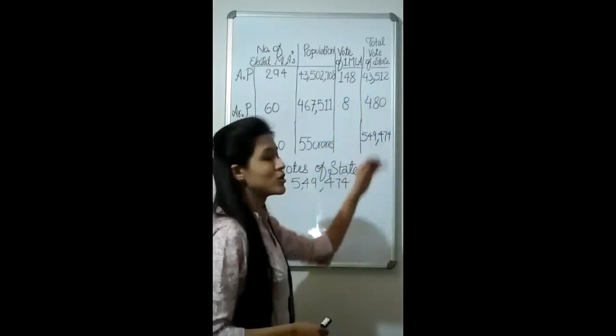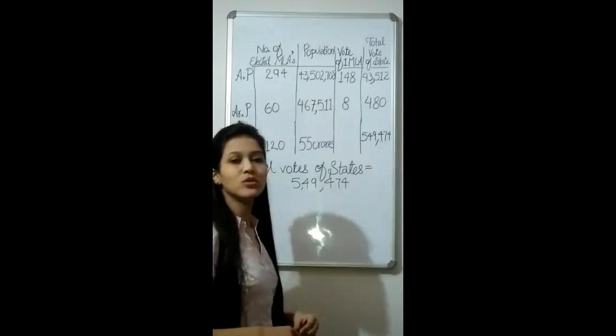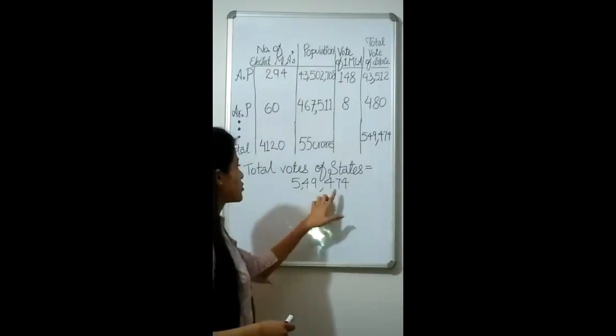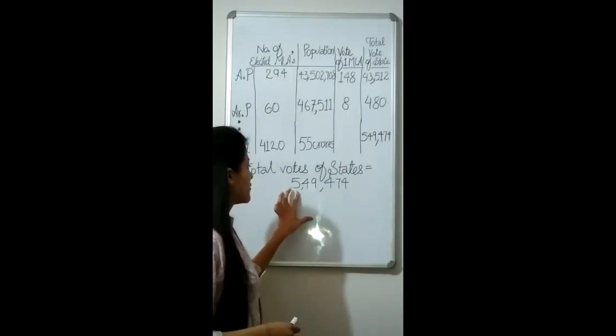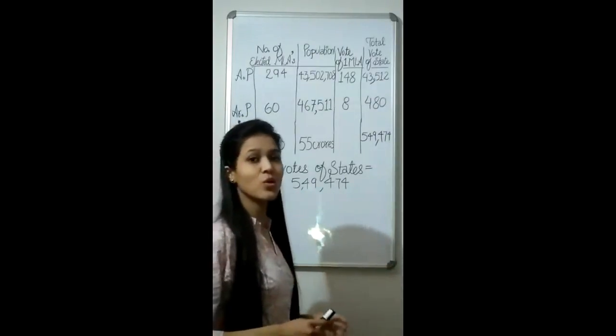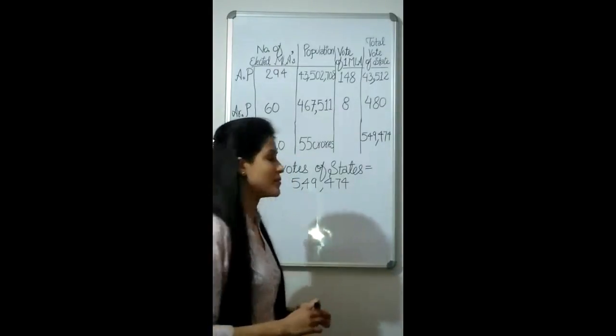We will get the 43,512 value. Similarly, we will find out the other states' vote values also. So, the total votes of the states will be 5,49,474. Now, we have to find out the vote value of MPs.